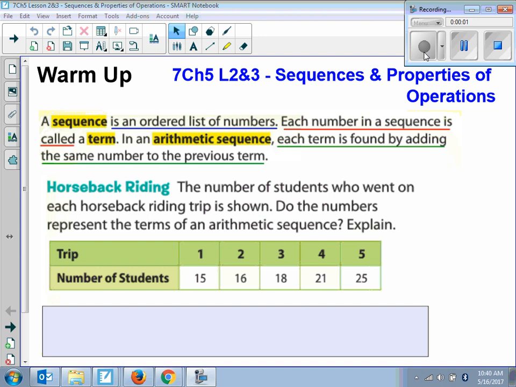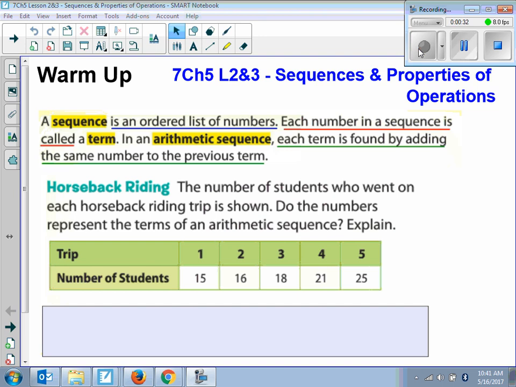Right, so today we're going to cover two lessons in Chapter 5. Lesson 2 is Sequences, and Lesson 3 is Properties of Operations. Please make sure you have these definitions written down. It says a sequence is an ordered list of numbers. Each number in a sequence is called a term. And in an arithmetic sequence, each term is found by adding the same number to the previous term.